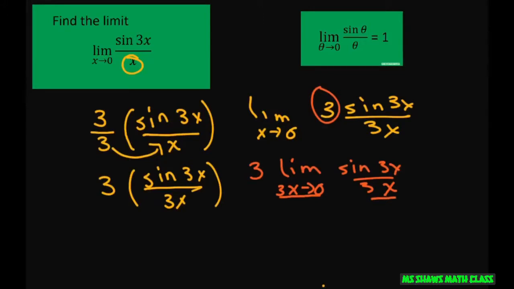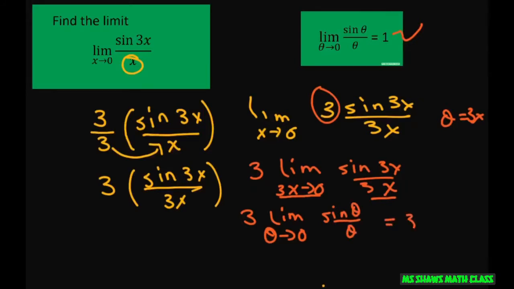All right. Now I can write this as 3 times the limit as theta approaches 0. I'm going to let theta equal 3x because I'm trying to make it look like this equation. And this is going to be sine of theta divided by theta. So it's going to be 3 times 1, which equals 3.